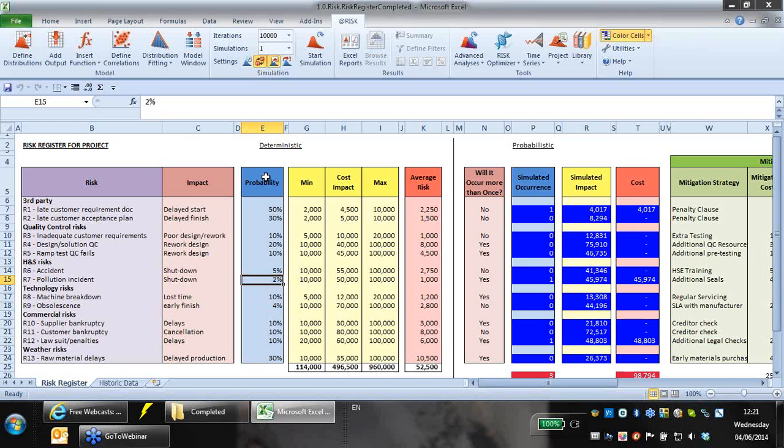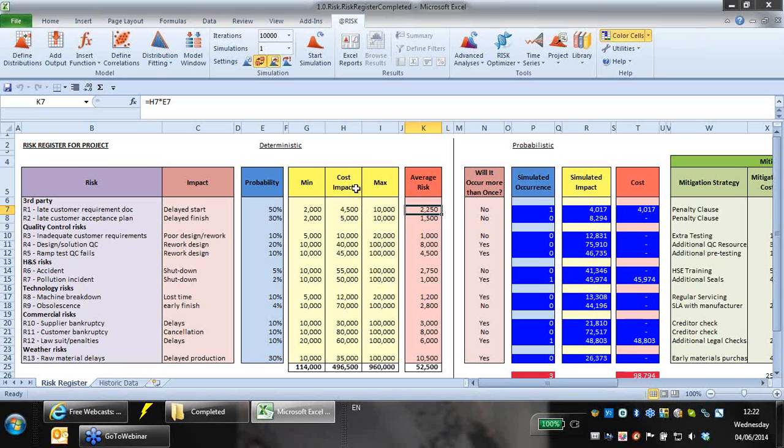So that's the first part of a risk register. We talk about the probability, but then we talk about the impact. How much is it going to cost if a particular risk occurs, or how many days is it going to delay a project by, or what's the environmental impact of a spillage, etc. And lots of companies do this as an average. So they typically multiply the probability by the impact to get an average.